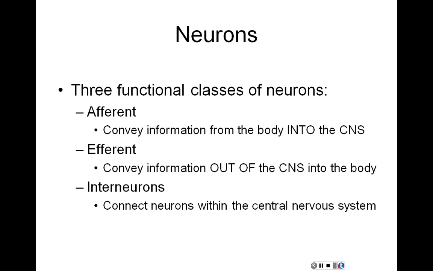Sensory information goes in through an afferent neuron. Motor information comes out through an efferent neuron. In the spinal cord, in the central nervous system, these two neurons cannot communicate directly, so they have to be connected by interneurons. So interneurons connect afferent and efferent neurons.